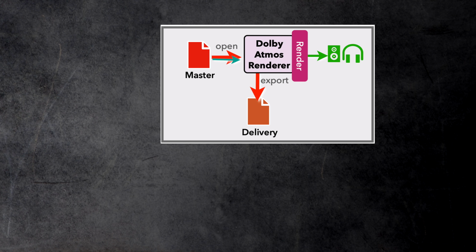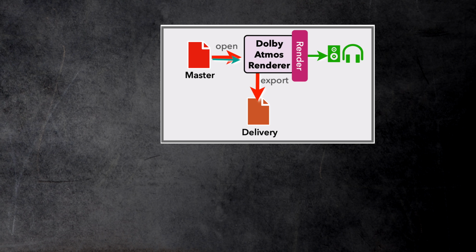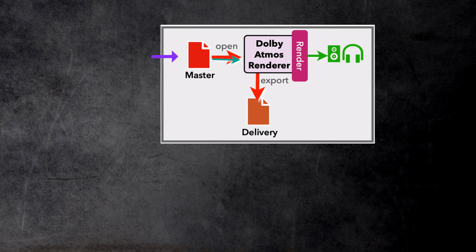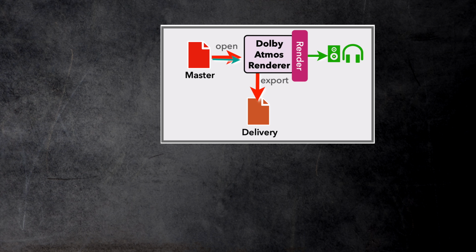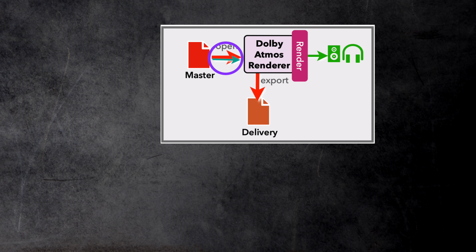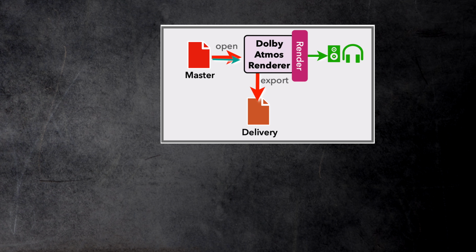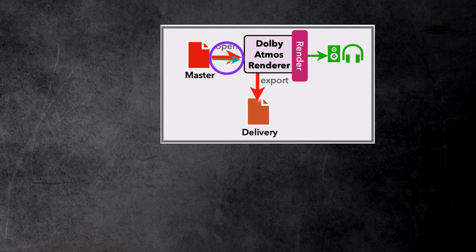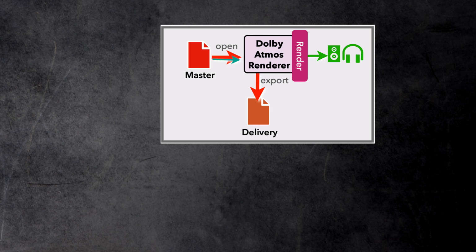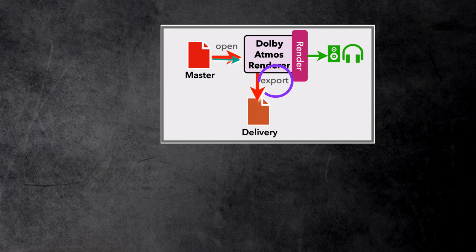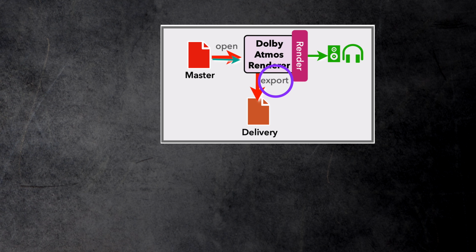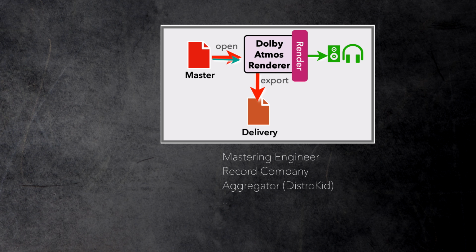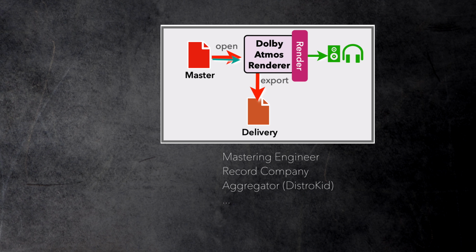In the next workflow step, the DAW is not in the picture anymore. Now you load a previously recorded Dolby Atmos master file, your completed mix, into the Dolby Atmos renderer, and the up to 128 recorded channels of the master file are now the inputs of the Dolby Atmos renderer. The next step is similar to the bounce procedure in a DAW, because now you export the loaded Dolby Atmos master file to a file format for delivery to the mastering engineer, the record company, or your aggregator like DistroKid.